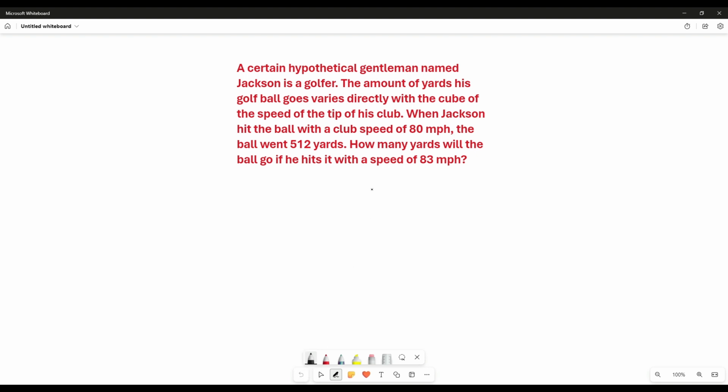Alright, so this kid named Jackson, right? When Jackson hit the ball with a club speed of 80 miles per hour, the ball went 512 yards. So the amount of yards his golf ball goes, we'll do y for yards, varies directly with the cube of the speed of the tip of his club. We'll do c this time for the speed of his club. So y equals a times c cubed, because it's cubed, c being the speed of his club, and y equals yards, just so we can understand the context of this problem.